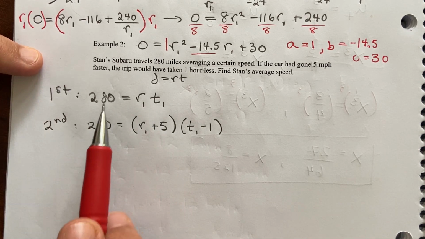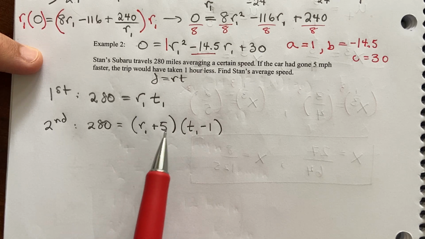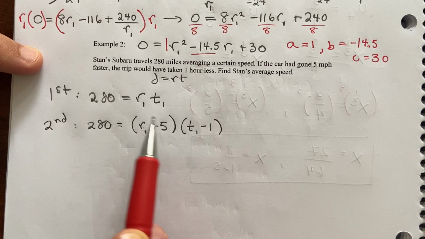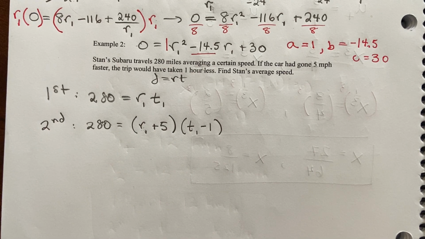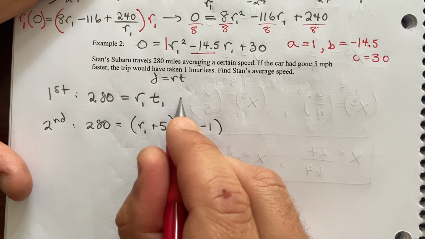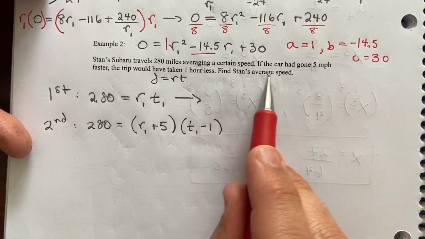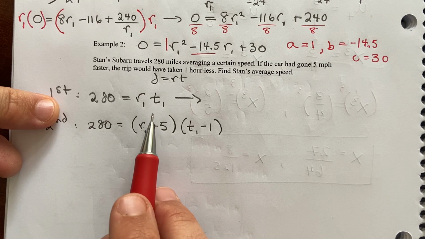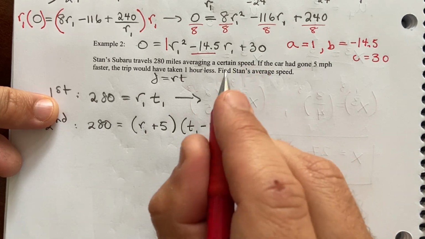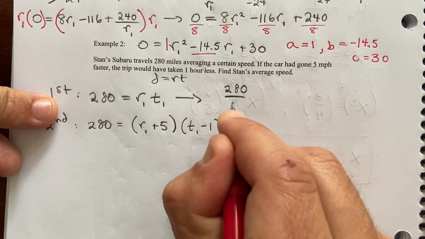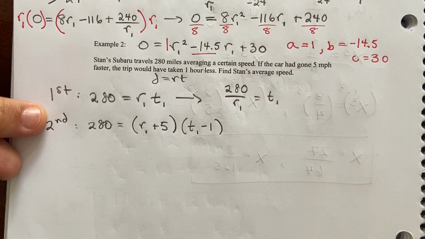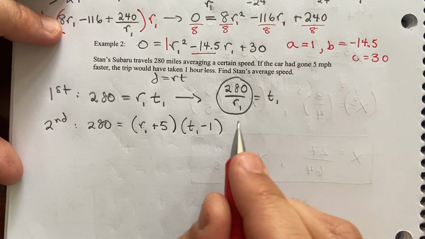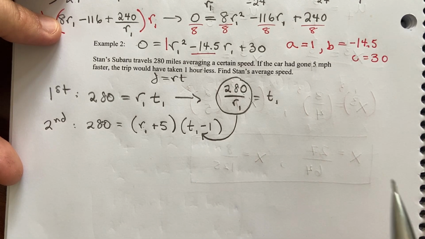So I have 2 equations, and I have one, right? This is one unknown, and this is 2 unknowns. So I have 2 equations, 2 unknowns. In other words, I can solve. So from this, and we want to find the average speed, so we want R involved still. So I'll divide both sides by R1. So we'd have 280 divided by R1 equals T1. And now I can use substitution again. And I'll take this thing and replace T1 with it.